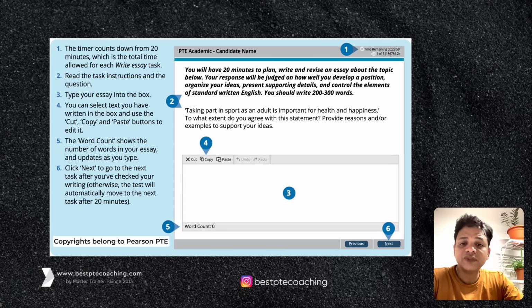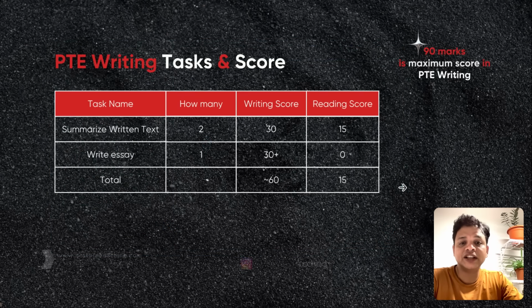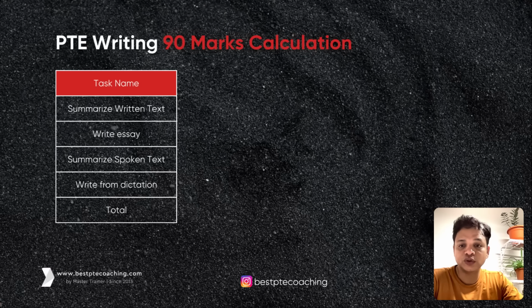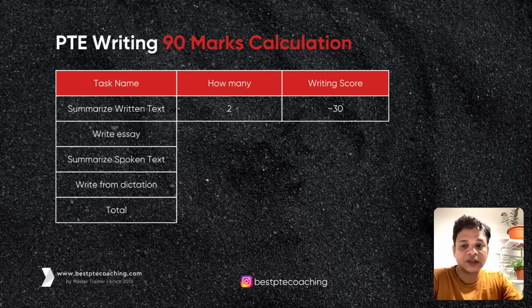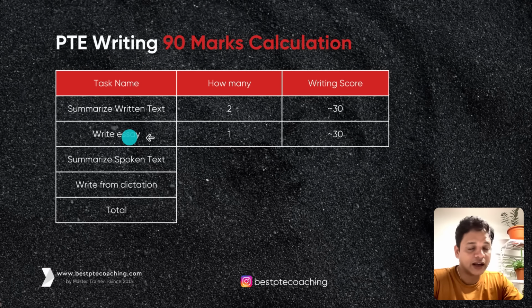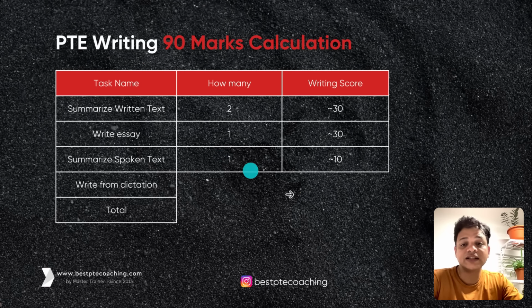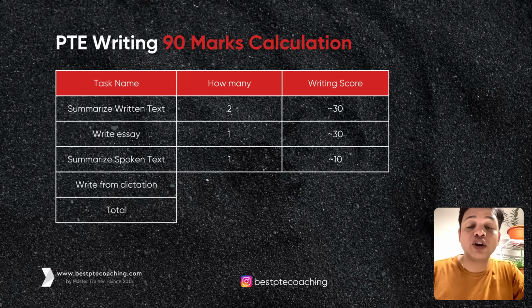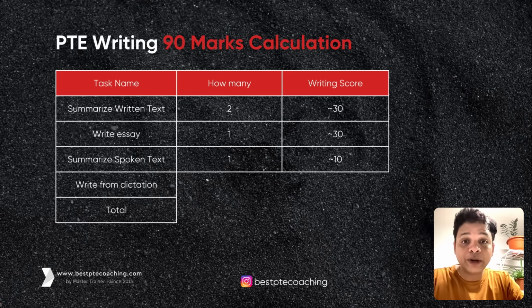Apart from these, you will also have other tasks that contribute to the writing score. Please have a look at them. These two we already discussed: summarize written text and essay. The next one is summarize spoken text. This task belongs to the listening module. Although it belongs to the listening module, it supplies a significant writing score. It supplies 10 marks to writing when you answer it well.